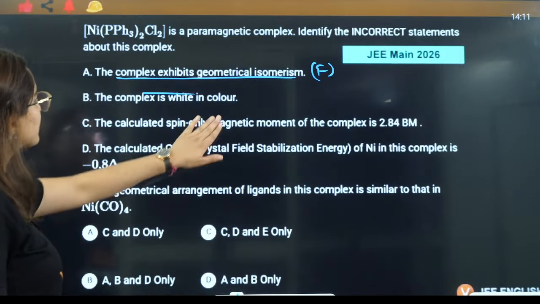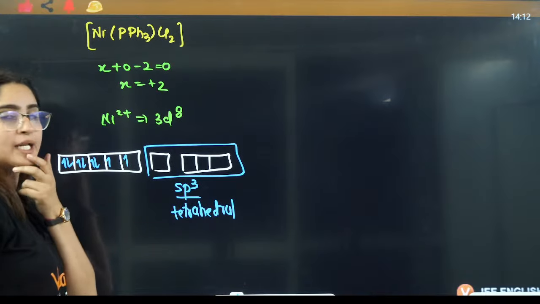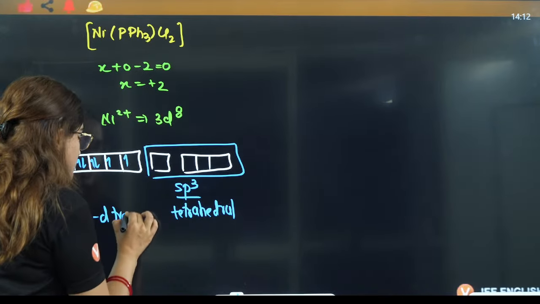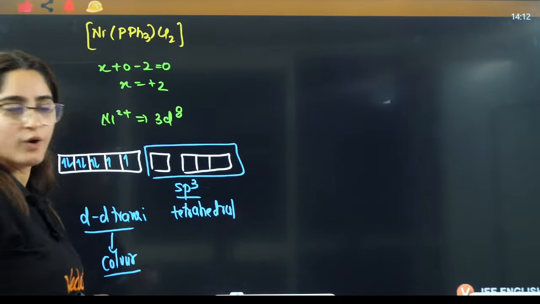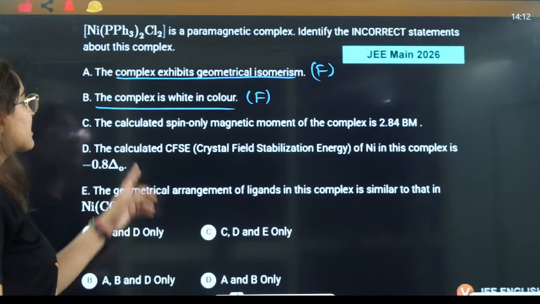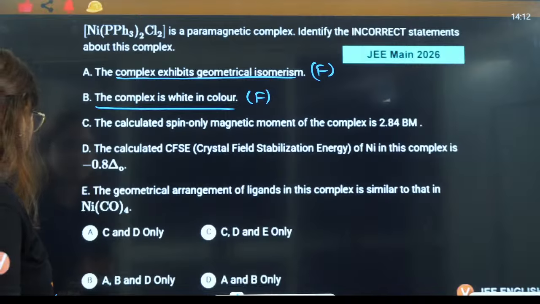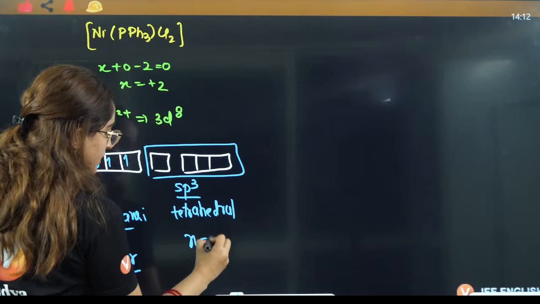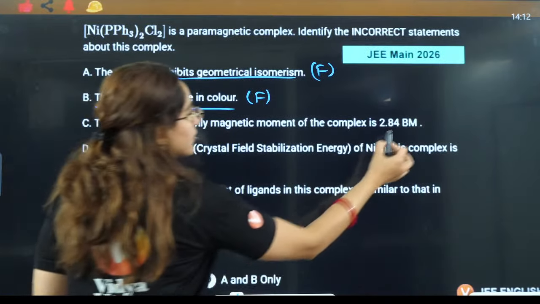Okay. Then the complex is white in color. If I see this here, you have unpaired electrons. That means d-d transition is possible. If d-d transition is possible, that means definitely the complex will have some color. So this is also false. Calculated spin only magnetic moment of the complex is 2.84. Yes, if you see the number of unpaired electrons is 2 here. Mu is going to be 2.8. That is also correct.